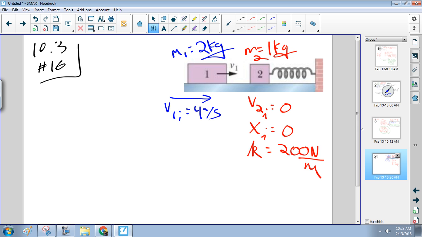This is a great problem. I could see this being an AP style problem. The only difference is they would probably call this M and this 2M. But otherwise, this is right on for AP level difficulty. So what we're trying to figure out is how far the spring gets compressed when they stop. So, thoughts?